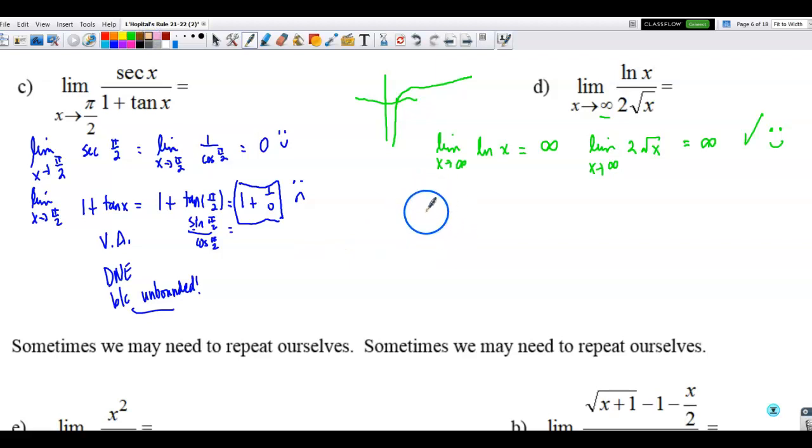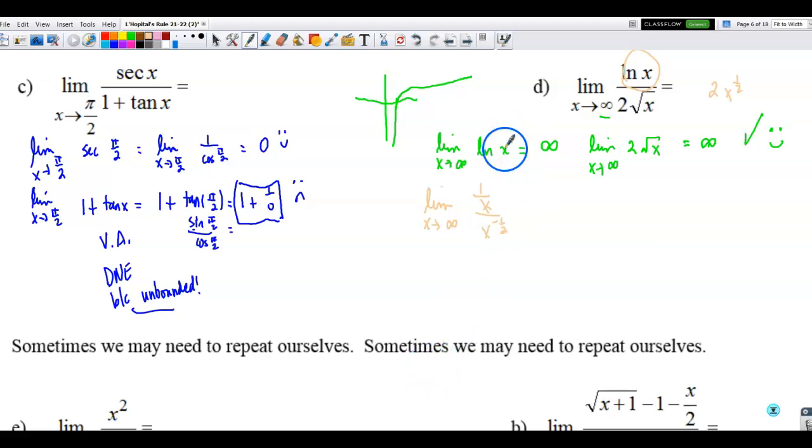All right, so now that we know that we can invoke L'Hopital, we're going to find the limit. Remember, you take the derivative of the numerator and the denominator. Limit as x goes to infinity. Feel free to stop, try this on your own, and resume. The derivative of ln x is 1 over x, and the derivative of 2 square root x is, remember, this is 2x to the 1/2 power, so half of 2 is 1, x to the negative 1/2.